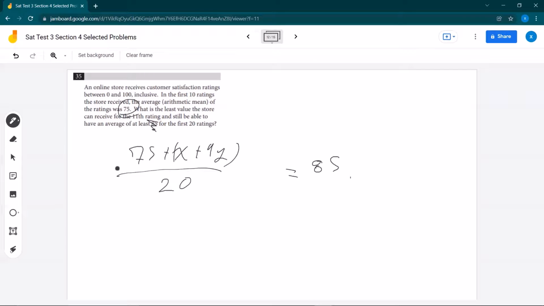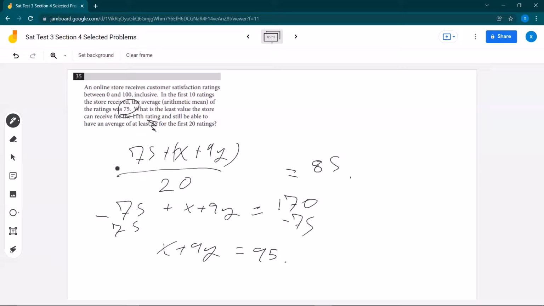In solving this equation, we get 75 plus X plus 9Y equals 85 times 2, that's 170. Subtracting 75 from both sides, we get X plus 9Y equals 95. That essentially means the average of X and the 9Y, divided by 10, is 95. So we want to know the smallest value X can be for this to happen.